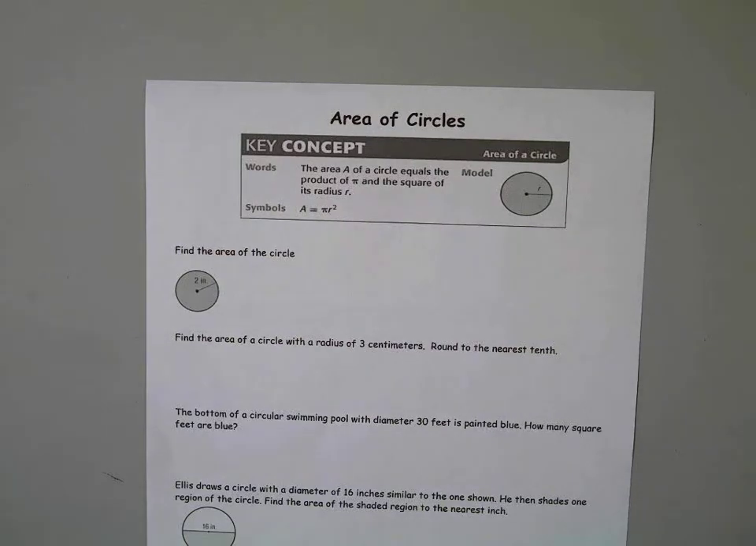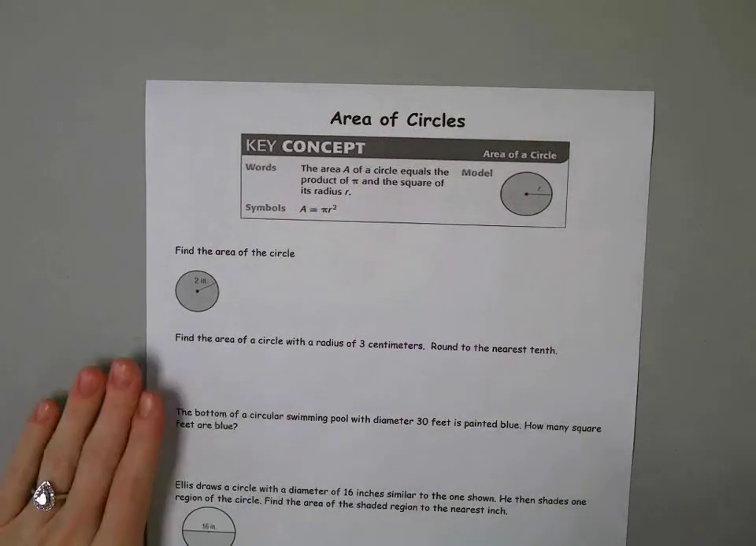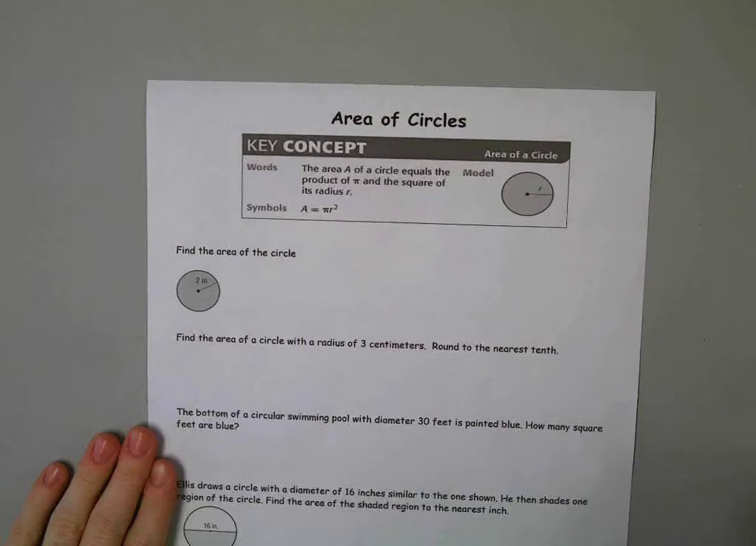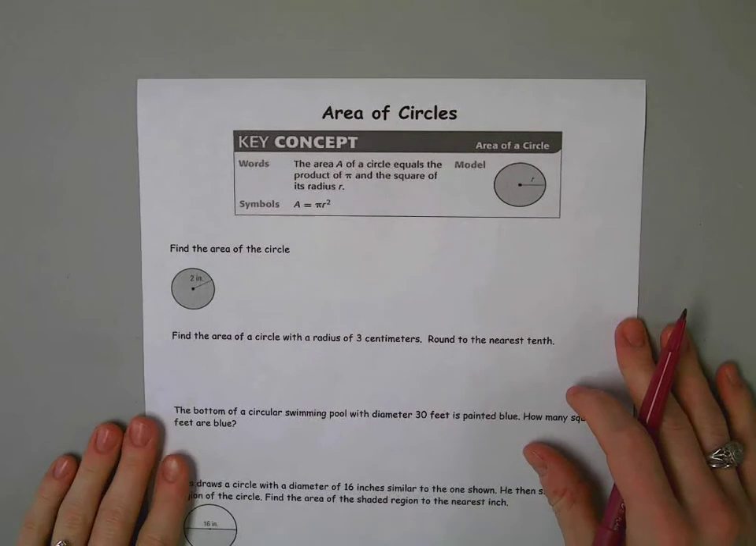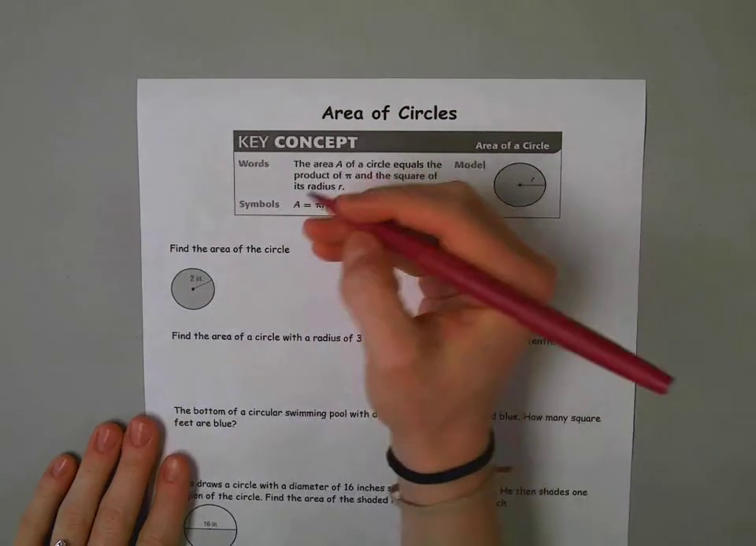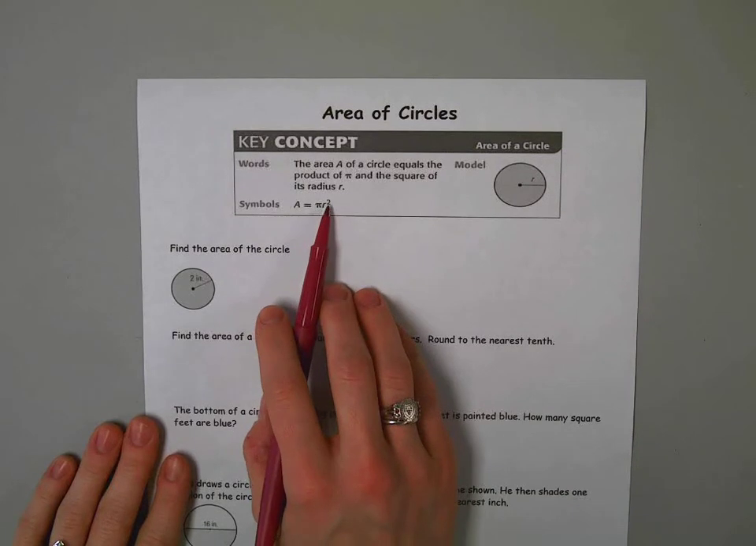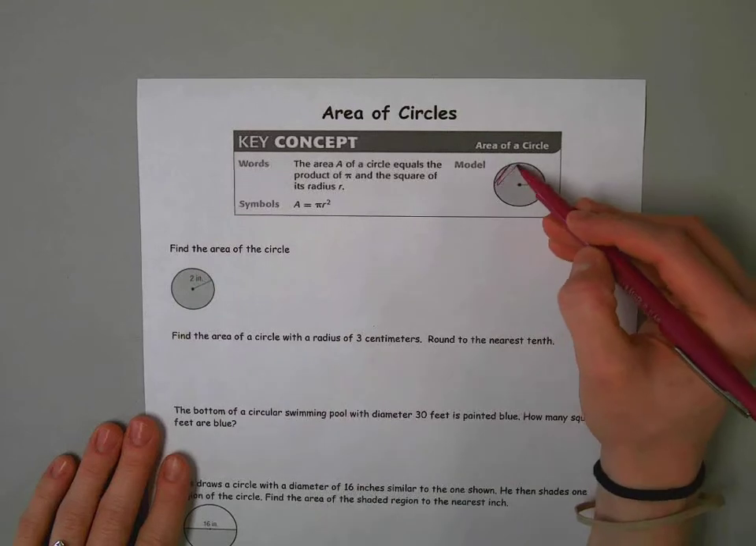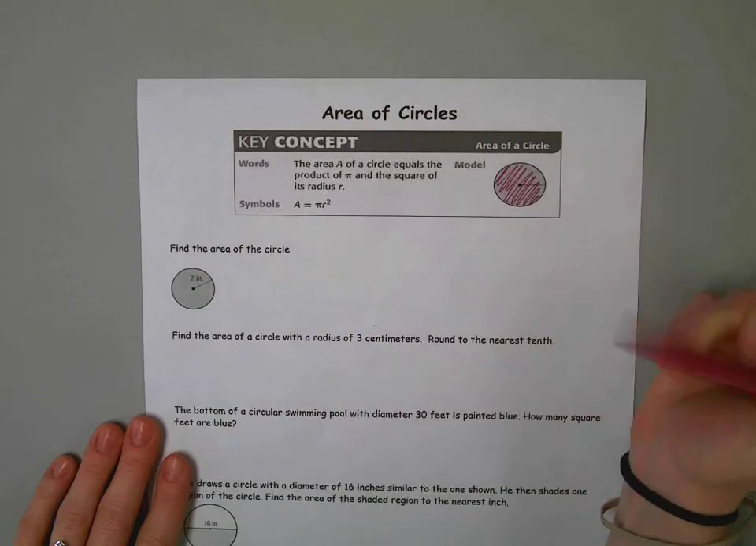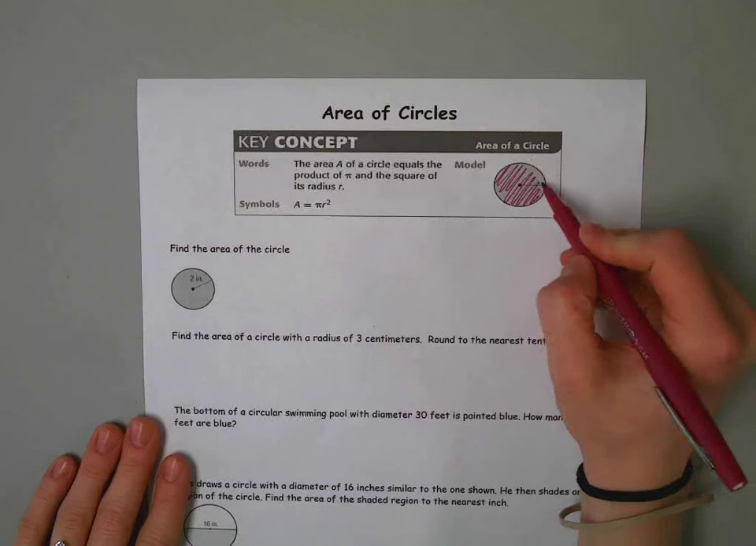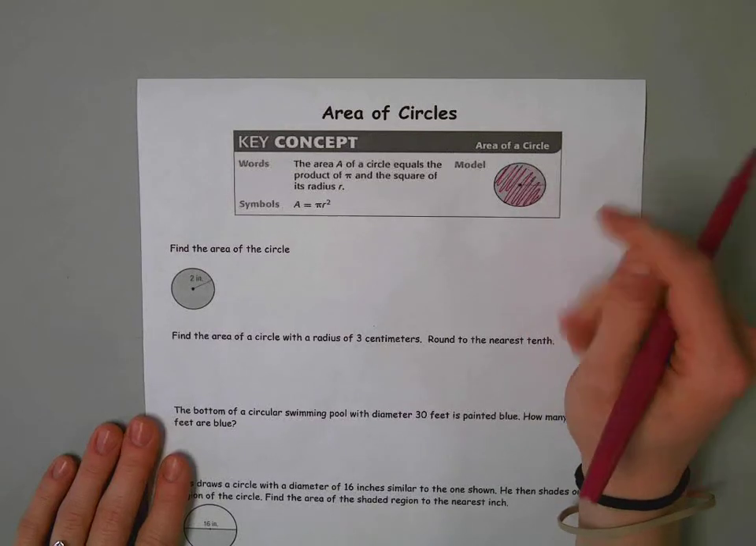Today we're going to be learning about finding the area of circles. The area of a circle equals the product of pi and the square of its radius. So the equation for area of a circle would be area equals pi r squared. When we find the area, we are finding the space that fills the circle, as opposed to the circumference, which is the distance around the circle.